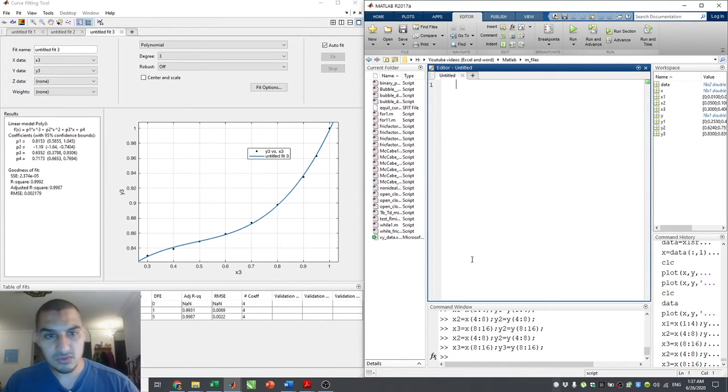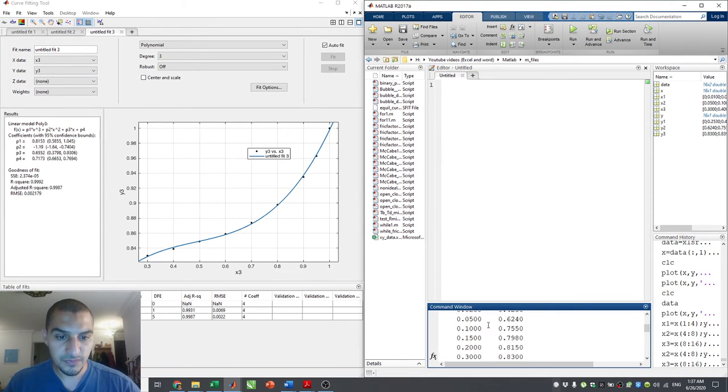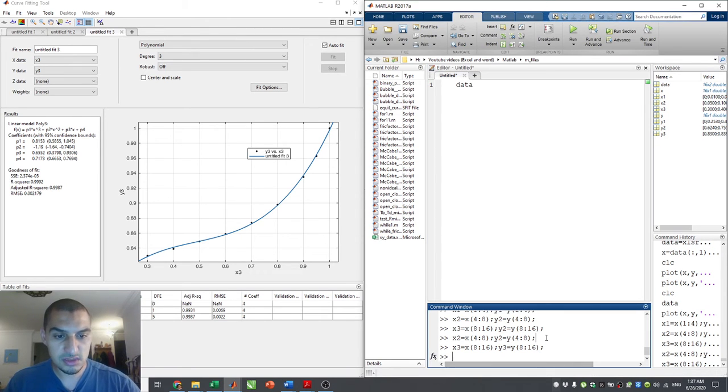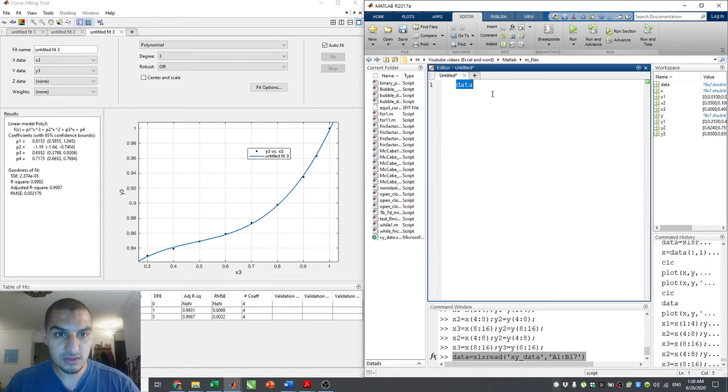I'm gonna now open an M file so that I can put everything together. The first thing I would put is the data, which is here, just to have everything in the same file, and I don't need to worry about information that got missing.